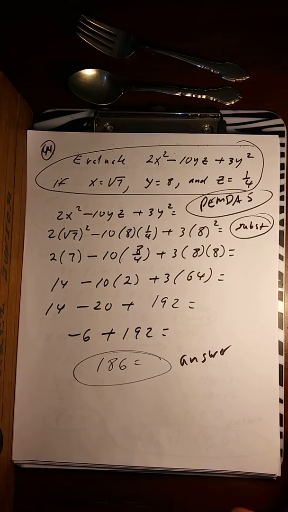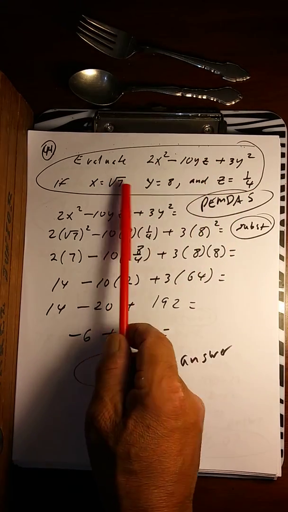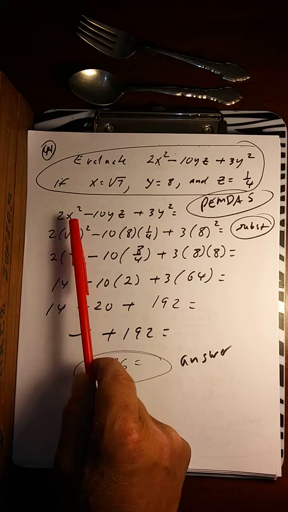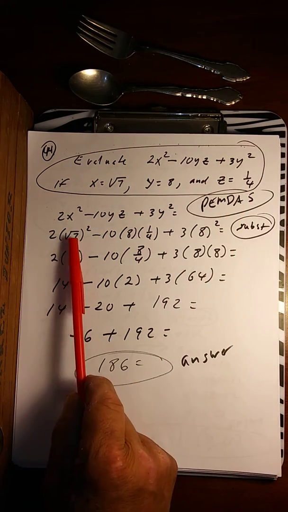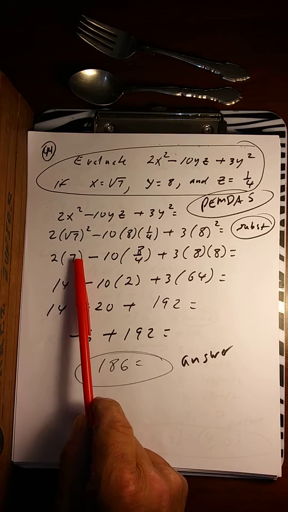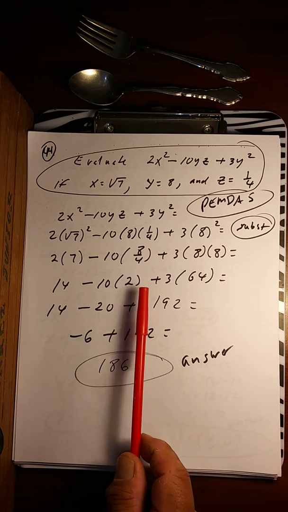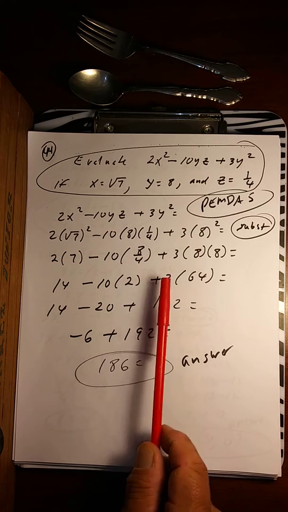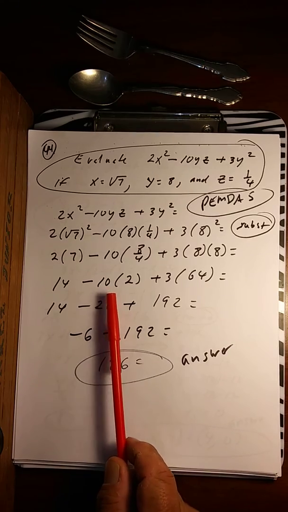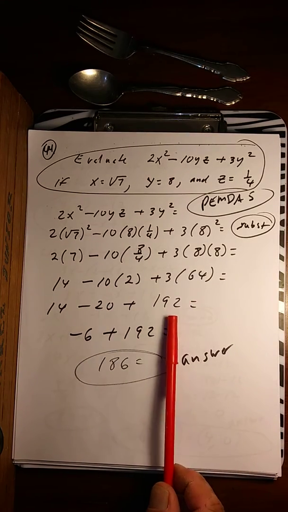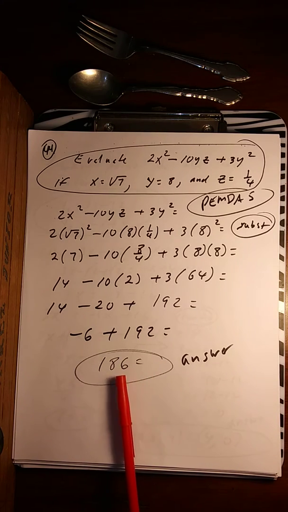Alright, this one. Evaluate this formula if you have these numbers. Substitute the numbers in there from this right here. So square root of 7 squared is just 7. And this is going to be 8 over 4, and that's going to be 2. And this would be 64. So that's going to be 14 minus 20 plus 192. So that's going to be negative 6 plus 192, which is 186.